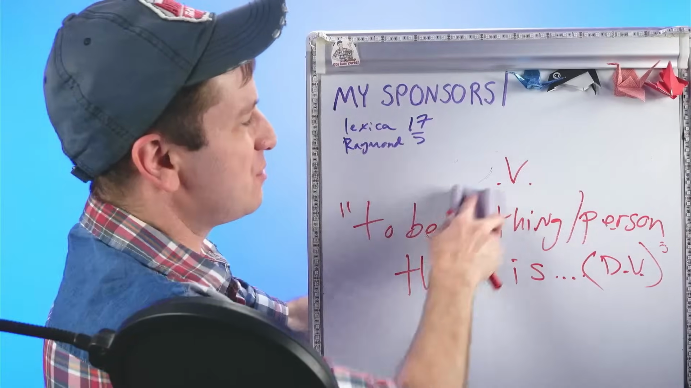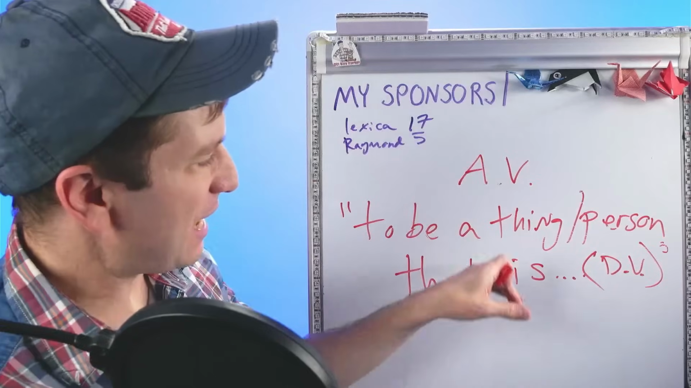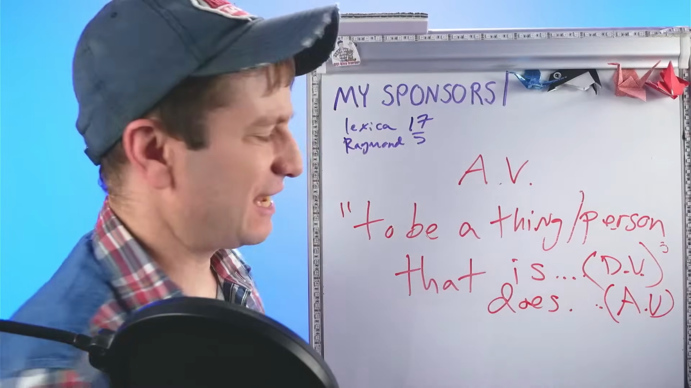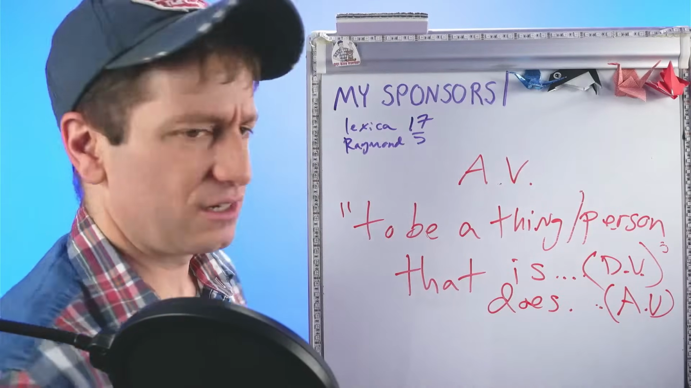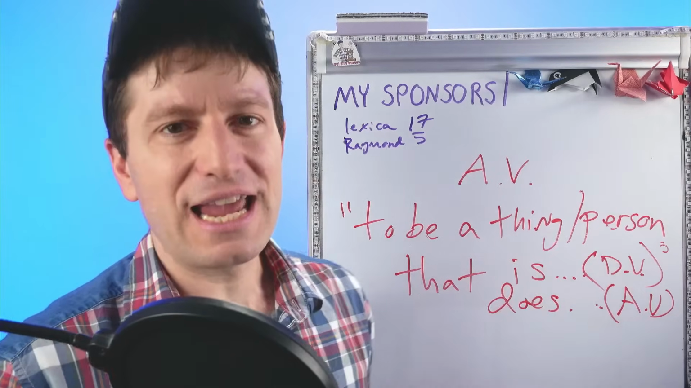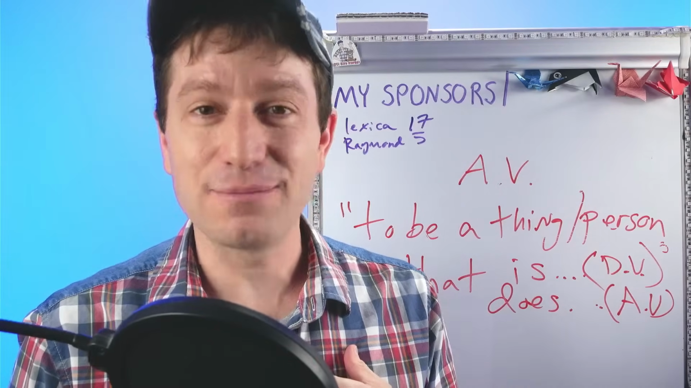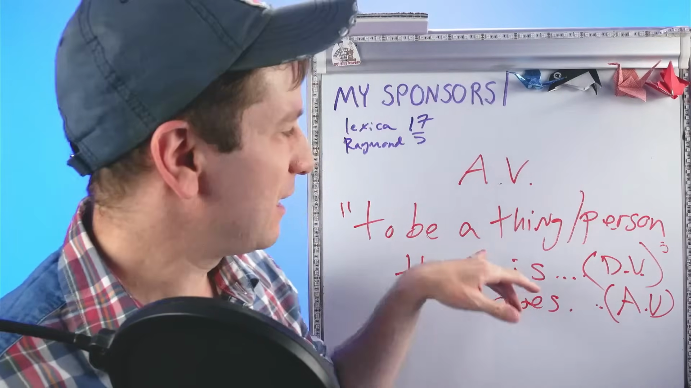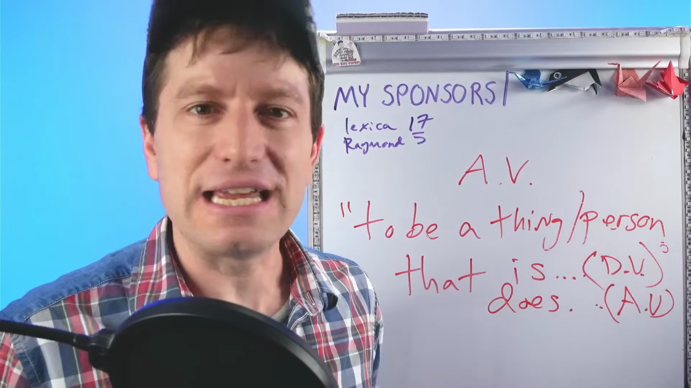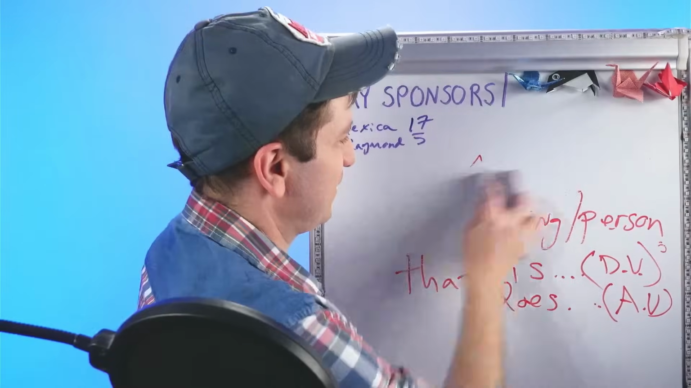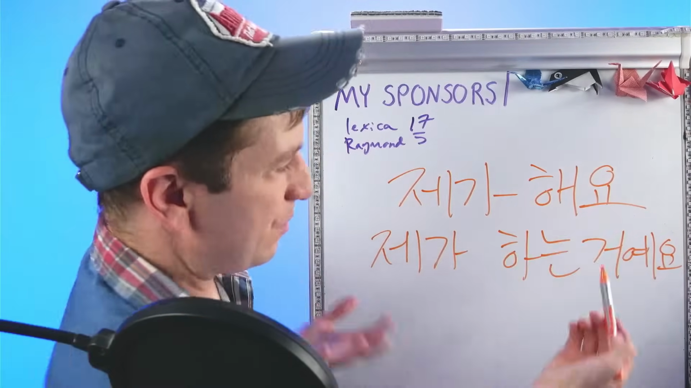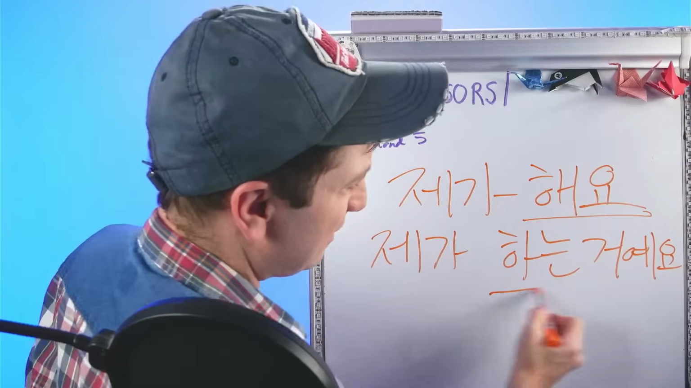Or if we were to use this with an action verb, instead of saying to be a thing or person that is, we would get to be a person or thing that does, whatever action goes here. For example, if the action we're doing is 가다, to go, you could say 저는 가요. I am going, I go. Or 가는 거예요. I am a person who goes. Literally, that is all that it means. So the main topic of today is, how is 제가 해요? Or even just how is 해요 different than 하는 거예요?